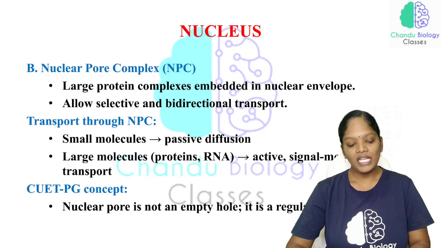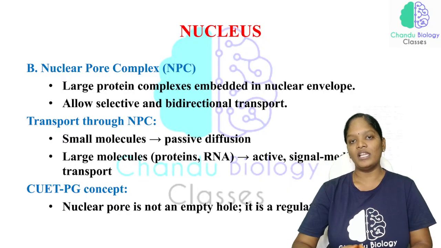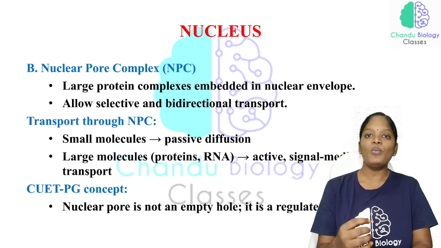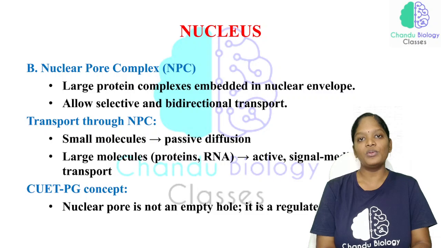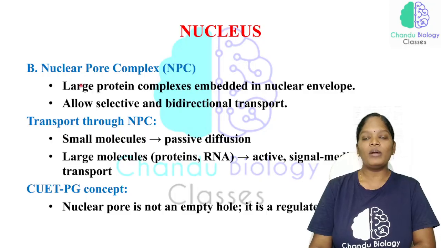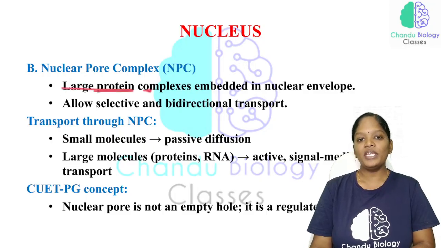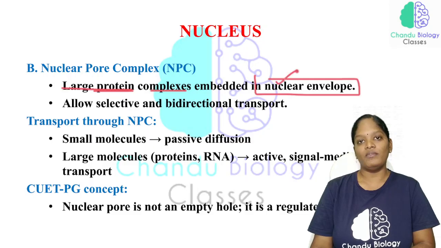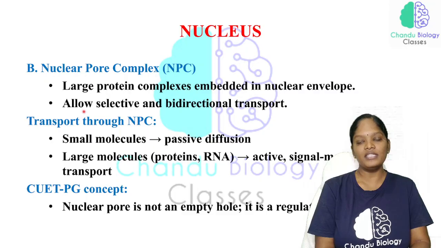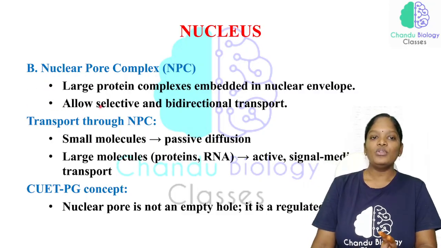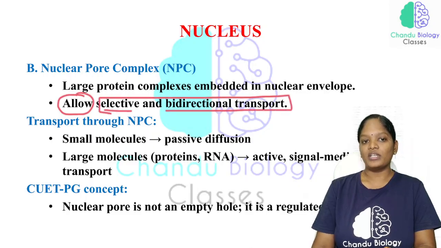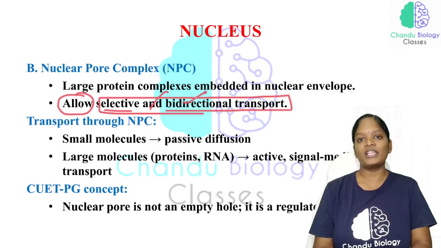Now, we have studied that nuclear pores are present in the nuclear envelope, and you should know what is exactly present in the nuclear pore and what is meant by nuclear pore complex. The nuclear pore complex is a large protein complex embedded in the nuclear envelope. The nuclear pore allows selective and bidirectional transport.